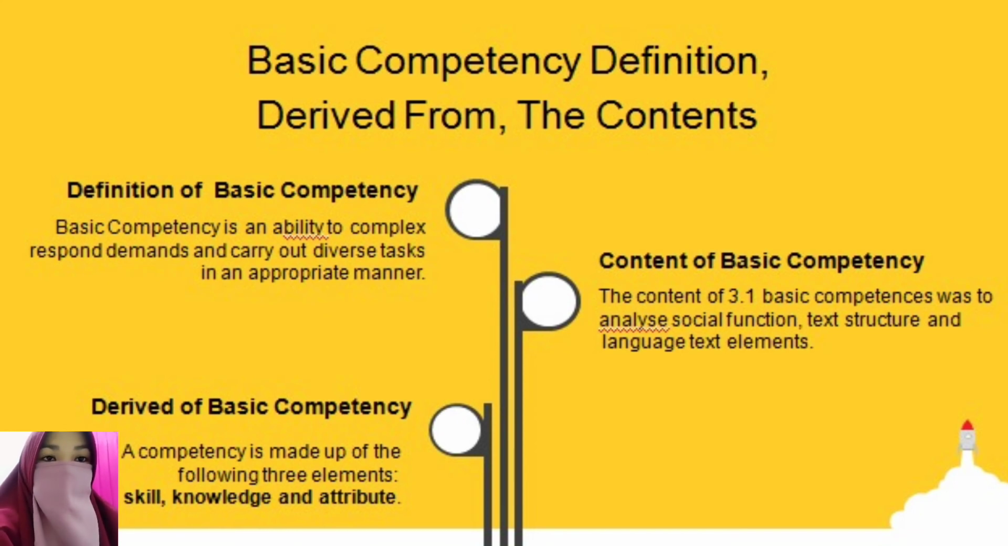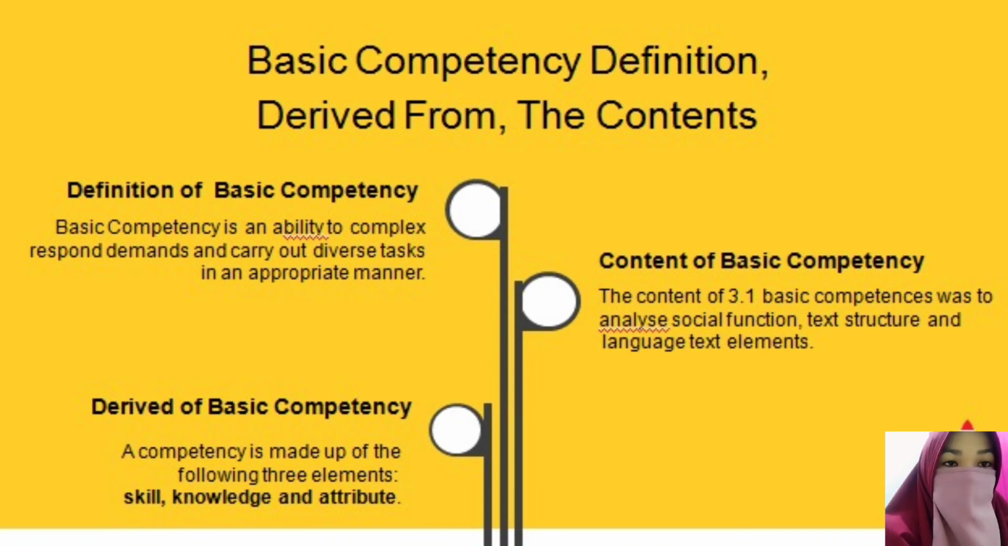And then the derivation of basic competency. A competency is made up of the following 3 elements: skills, knowledge, and attributes. Those elements involve a combination of practical skills, theoretical knowledge, values, attitudes, emotions, and other social components that make the person act in an effective way.